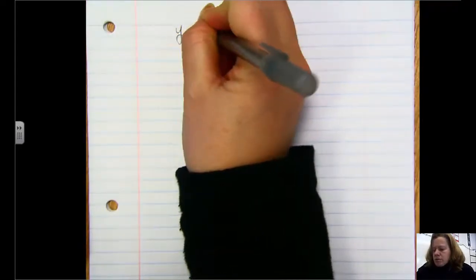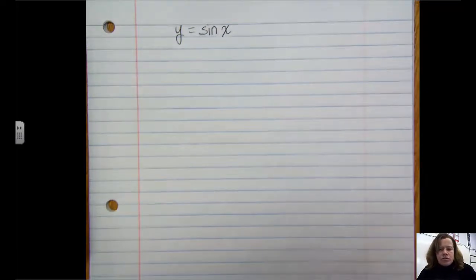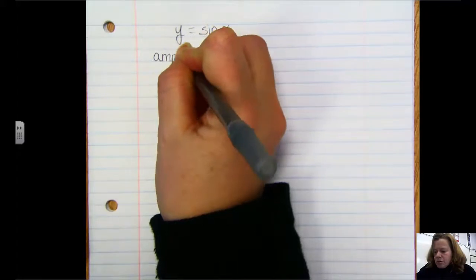Hi again. So today we're going to extend our parent trig graphs to some more interesting trig graphs, I guess, for lack of a better word. Now, when we look at an equation of a trig graph, we can start with our basic parent, sine x. Every trig graph actually has three features that we need to be able to talk about. The first is amplitude.